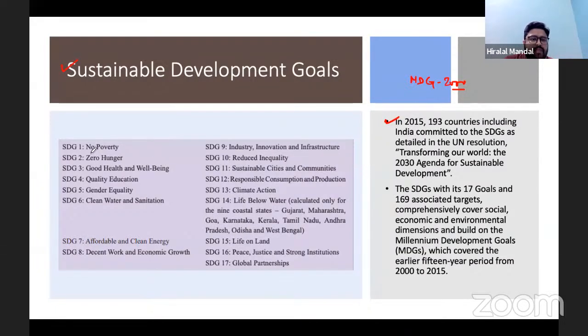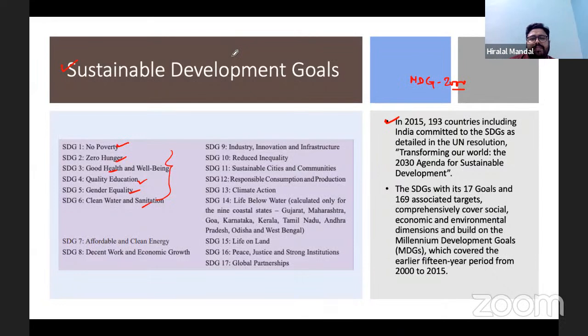Among them, you can see some of the Sustainable Development Goals include poverty, hunger, good health and well-being. It's also related to quality education, water and sanitation. So what do you look at as the important things that come under the sustainable development goals? These are all socio-economic related.